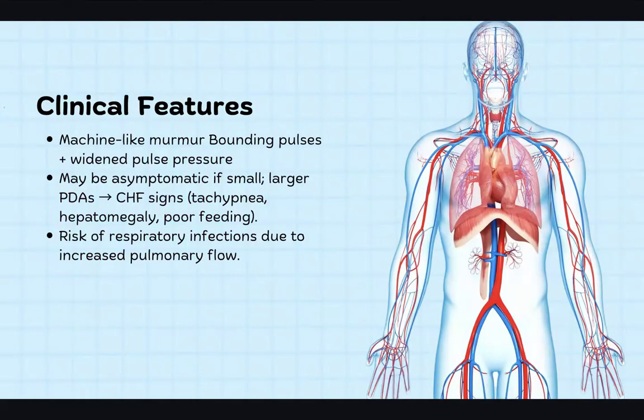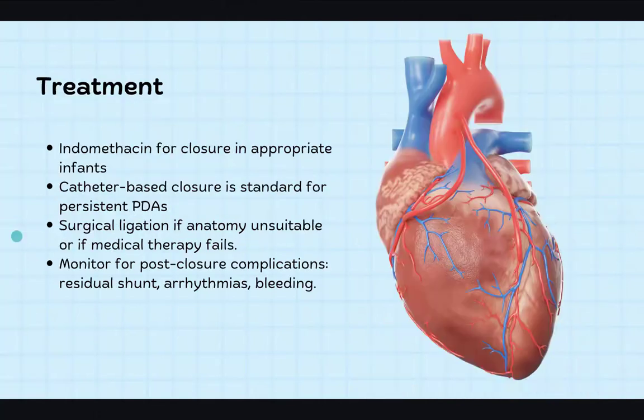So clinically, PDA is going to give you a machine-like murmur, like I mentioned in the overarching video when talking about congenital heart defects. Another thing to remember about it is that you'll have bounding pulses and then a widened pulse pressure. Small PDAs tend to be asymptomatic, and larger ones are going to show your stereotypical heart failure signs and symptoms. And that's because that pulmonary blood flow is increased. These infants, because of that, are going to be at higher risk for respiratory infections.